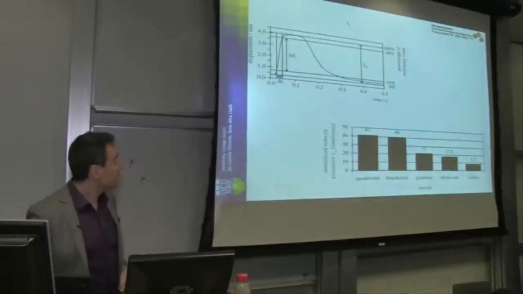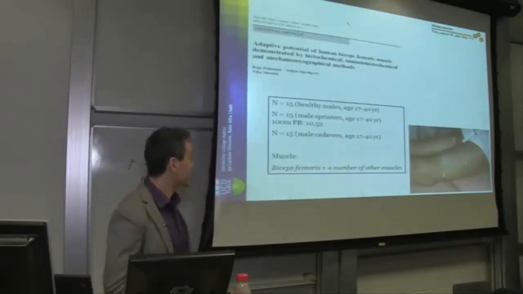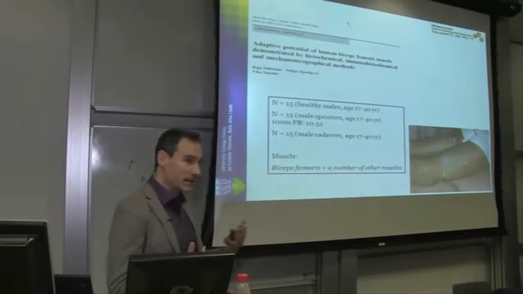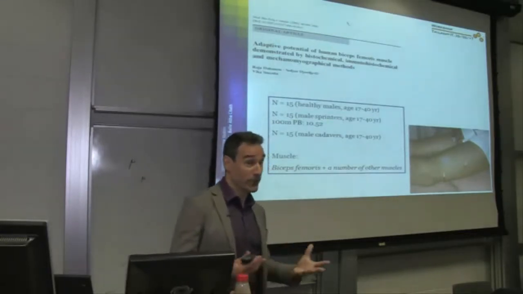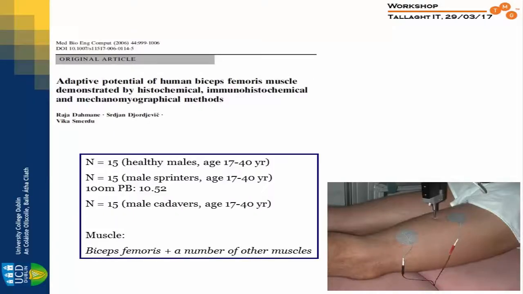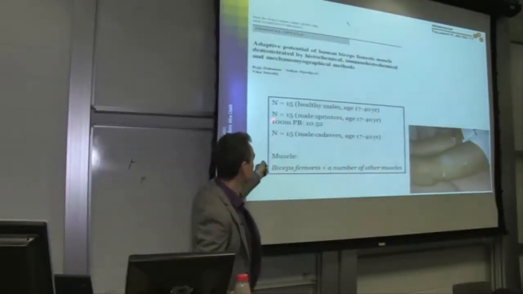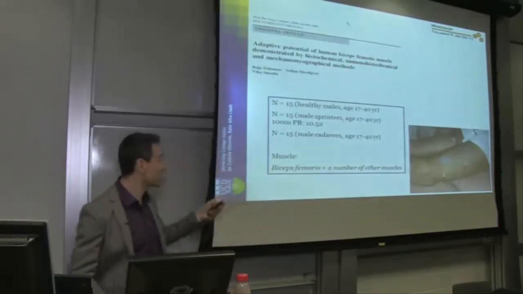Now, the next study I'm showing you was published some 10 years later. It's a slightly more robust research design, not perfect though, as we will see in a second. Much larger sample size, so they recruited 30 healthy males and 30 male sprinters. Similar age, they were matched for age and physical characteristics, and the sprinters were quite fast, I would say. Personal best in 100 meters was 10.5 seconds.